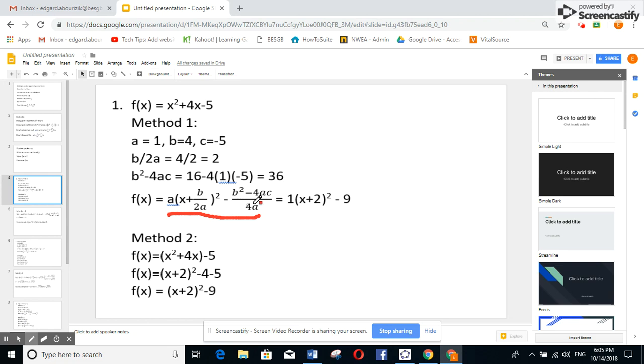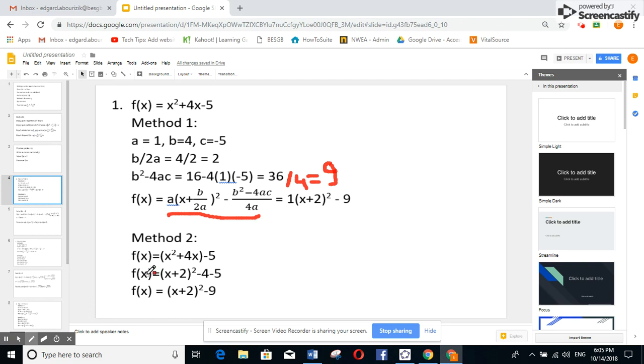We replace 36 here, dividing it by 4. If we divide 36 by 4, we get 9. So using the property now, a is 1, x plus b over 2a, which is 2, all squared, minus 9. I know that this problem is simple. You can solve it using product and sum, but our aim is to solve it using these properties.